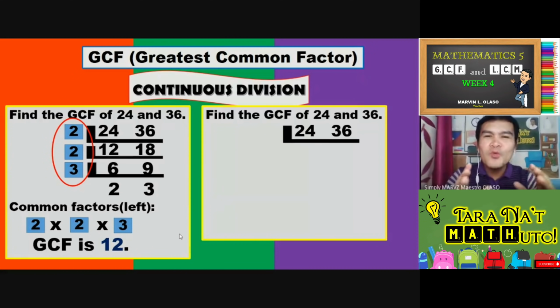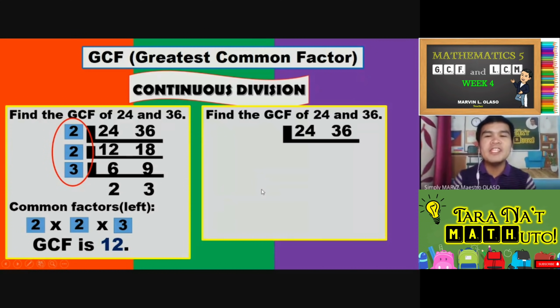So kahit na anong factor ang pwede mong i-divide, pwede na yan kahit na hindi na siya prime. Okay? Sa 24 and 36, halimbawa, gamitin mo yung mga divisibility rules from 2 to 12. Ano yung naisip mo agad? Okay? Kayang-kaya mong sagutin yan.